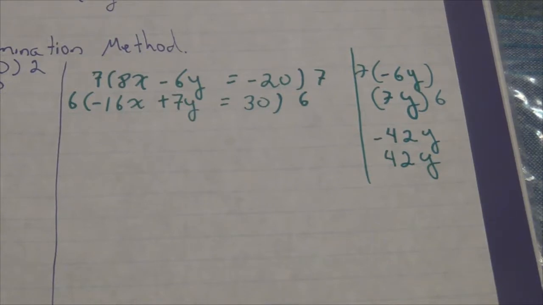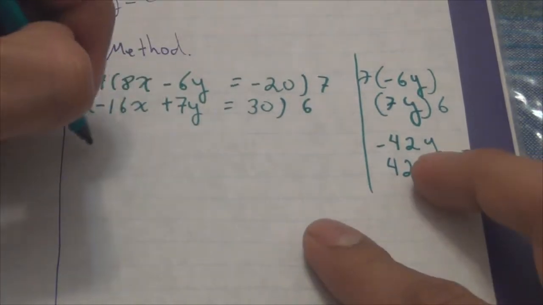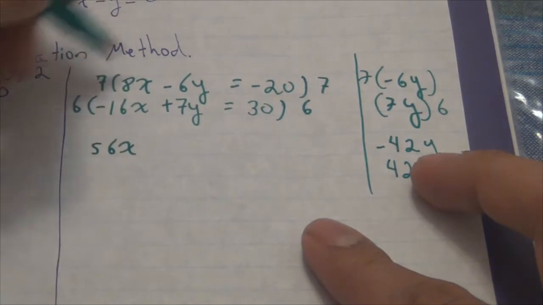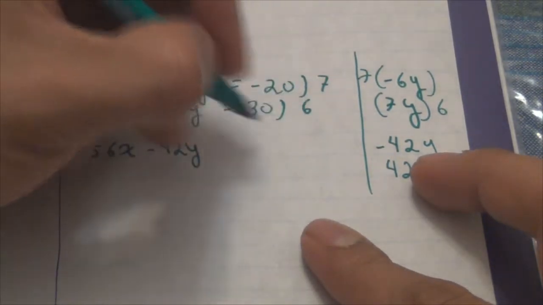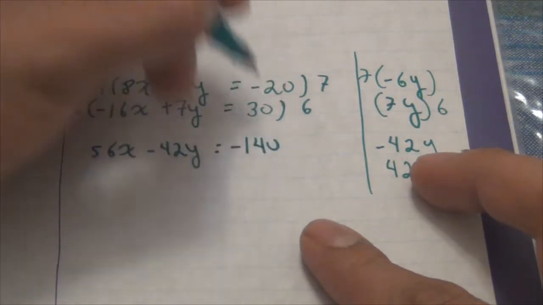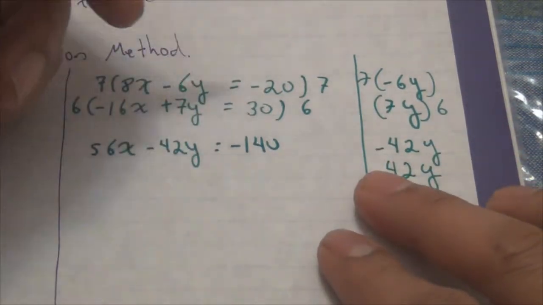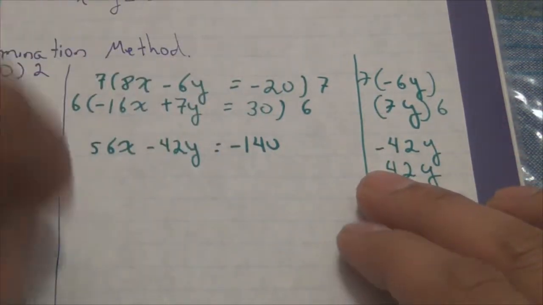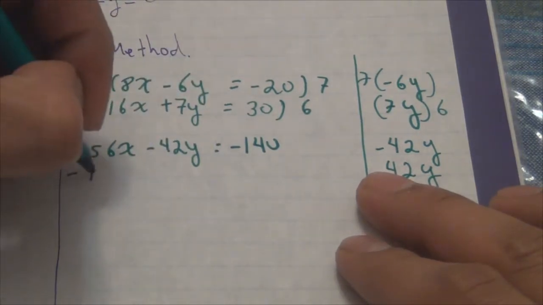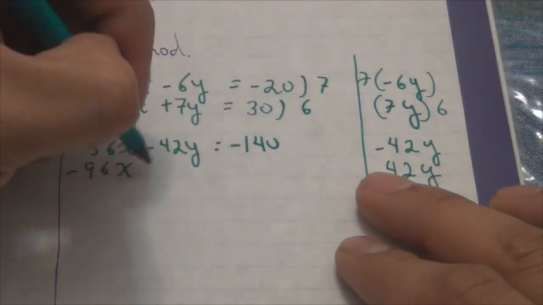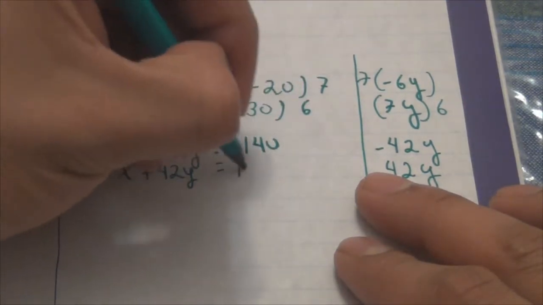7 times 8 is 56, so I get 56x. 7 times 6 is 42, so that's negative 42y. And 7 times 20 is 140, so this is negative 140. Don't mind me not multiplying the signs, but I'm still doing it. Then the 140. Now, in the bottom, 6 times 16. Well, 6 times 10 is 60, 36, so that's negative 96x plus 42y equaling 180.